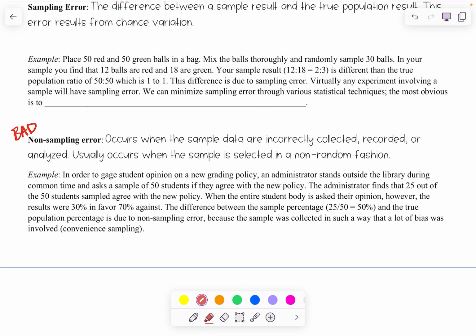Sample data incorrectly collected, recorded, or analyzed. Usually when the sample is collected in a non-random fashion. Basically, you made the mistake. You went out, you did a convenient sample, your sample wasn't representative, your data is incorrect, you recorded it incorrectly or something, but something in the process of collecting the sample data was wrong. That is a non-sampling error. Nothing you could have done with that data is actually going to be accurate to the population.